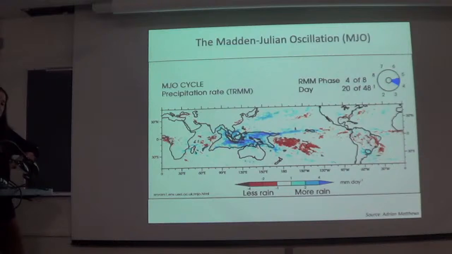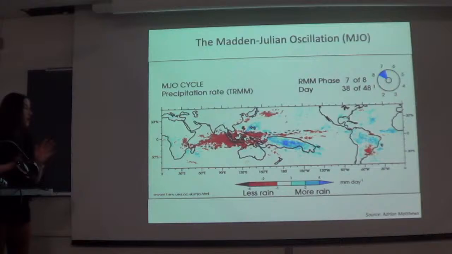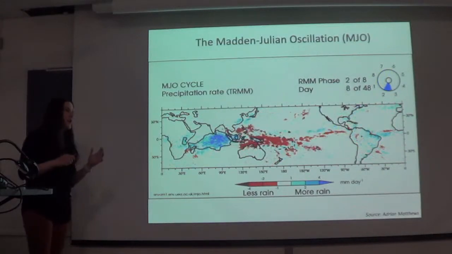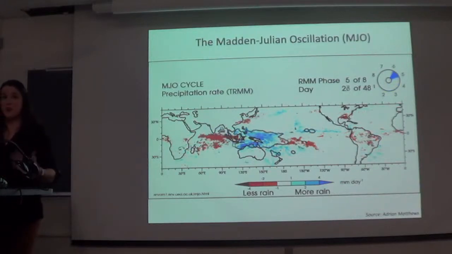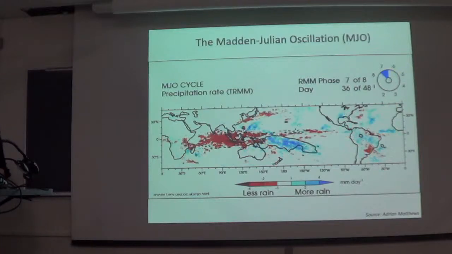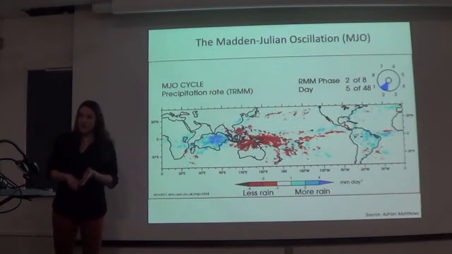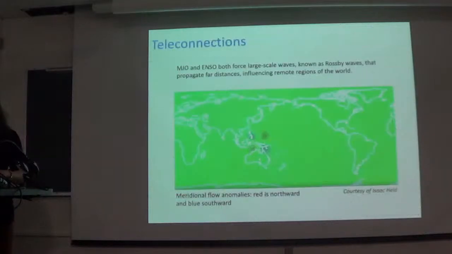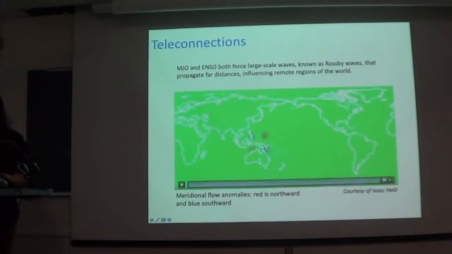Now, each MJO phase lasts on average about 5 days. So the MJO gives us a means for weekly variability, right? This weekly variability will give us weekly predictability. So how is it that these tropical phenomena, ENSO and the MJO, impact us all the way up here over North America? Both the MJO and ENSO trigger these large-scale waves known as Rossby waves.